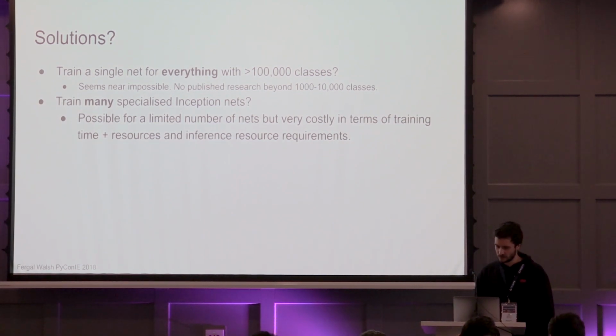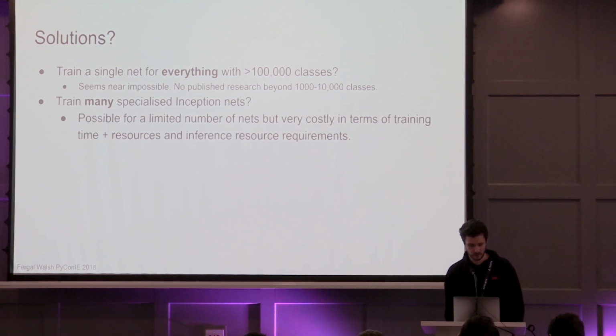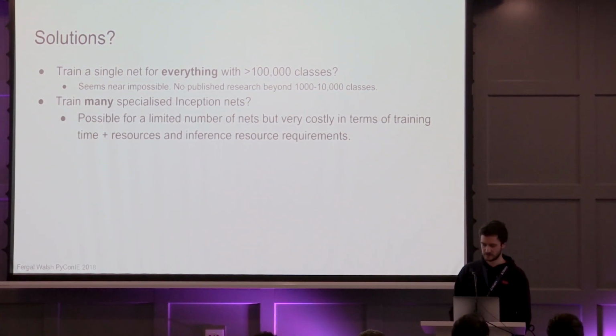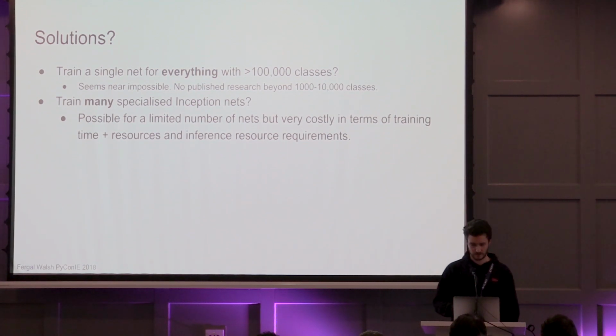So then we thought, well, okay, we'll keep with this hierarchical approach. Maybe we'll just train many of these specialized inception nets. So one for fungi, one for birds, one for plants, one for LEPs, etc. But that seemed a bit ridiculous and costly.